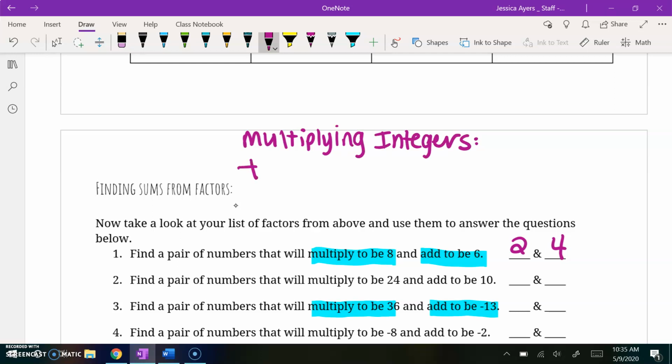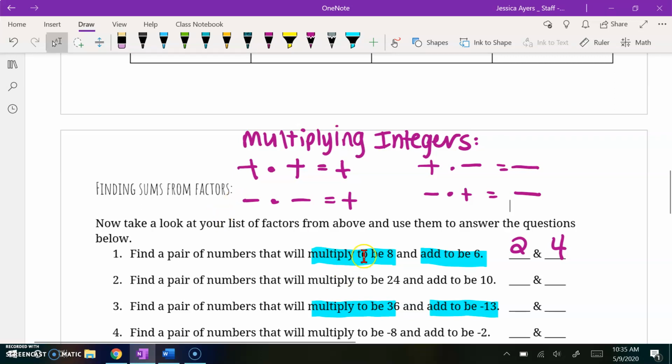if you have a positive times a positive, you get a positive. If you have a negative times a negative, you also get a positive. While if you have a positive times a negative, you will get a negative, or a negative times a positive, you will also get a negative. So if we want to multiply to be a positive number and add to be a negative number, then we need to use a negative times a negative.